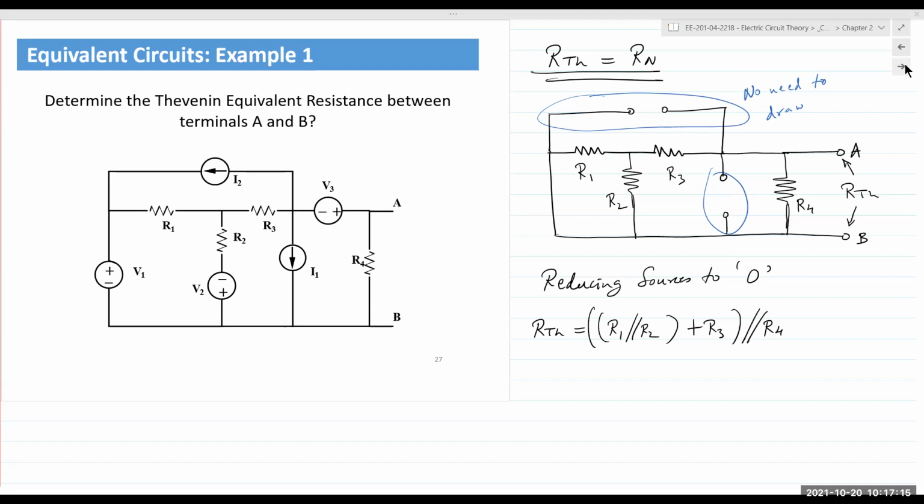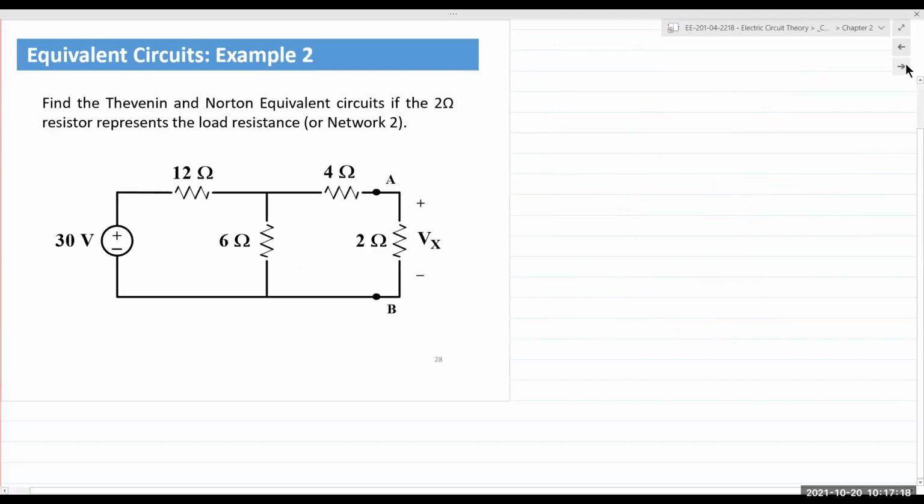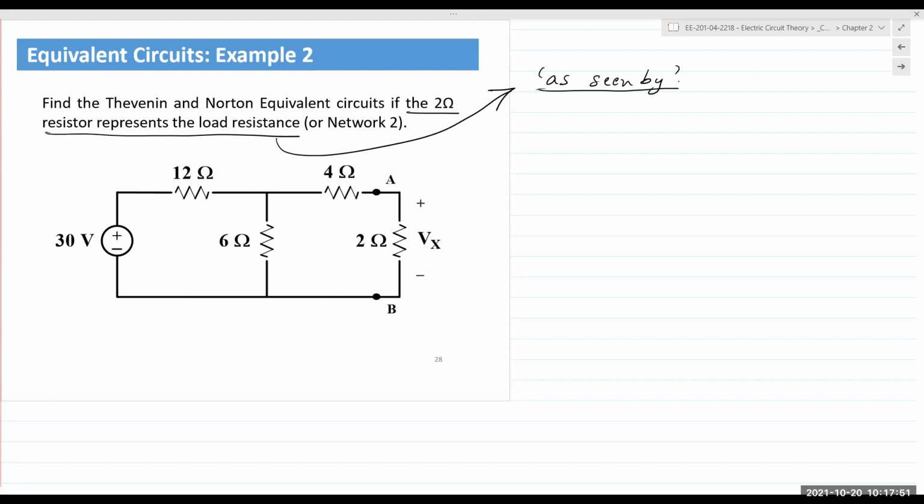Okay, example 2. Find the Thevenin and Norton circuits if the 2 ohm resistor represents the load resistance. What does that mean? It means this phrase is the same as this phrase. It means find the Thevenin circuit and the Norton circuit as seen by the 2 ohm resistor, right? As seen by the 2 ohm resistor.